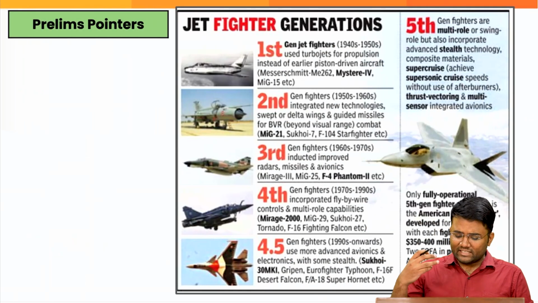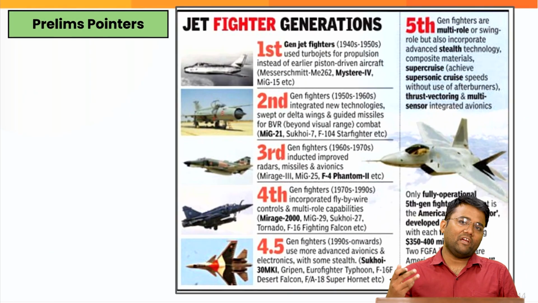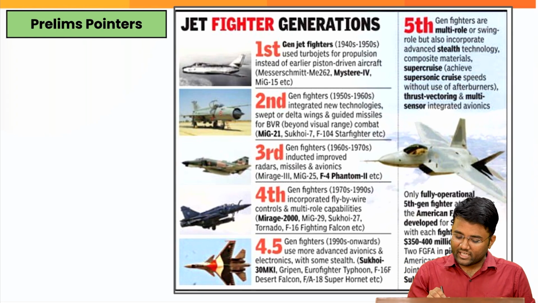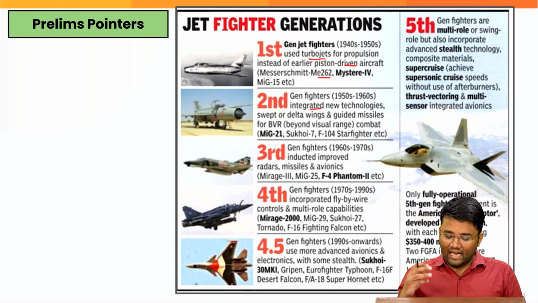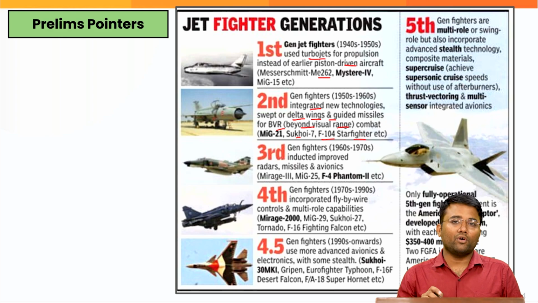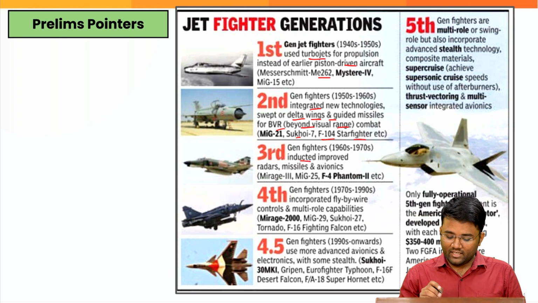Also, what exactly is this first, second, third, fourth, 4.5 and 5th generation aircraft? The first generation aircraft used turbojets for propulsion instead of early piston driven aircrafts. And then second generation has integrated new technology. They have the swept or delta wings and guided missile for beyond visual range combat. For example, MiG-21, Sukhoi 7, F-104 Starfighter, etc. Third generation were inducted with improved radar, missiles, avionics. Mirage III, MiG-25, F-4 Phantom are the third generation.